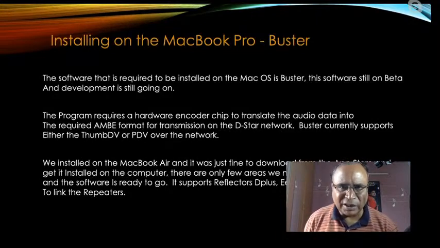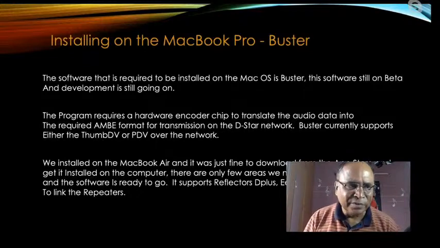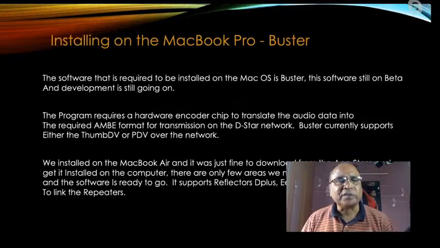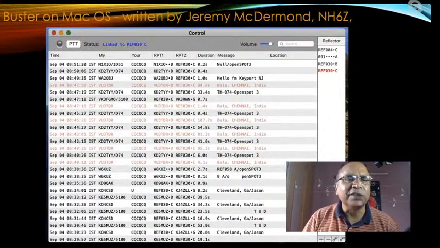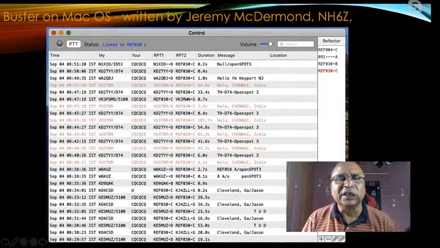So let us go and see how Buster can be configured. It's a very simple mode. I have also done a QSO just to show you how the sound quality is from the Mac. So next slide. This is what the software looks like, very simple. We have a PTT button here. You press it, or you can even set one of the keys to act as a PTT button. The black one is receiving, RX, and the red one is transmission, TX.